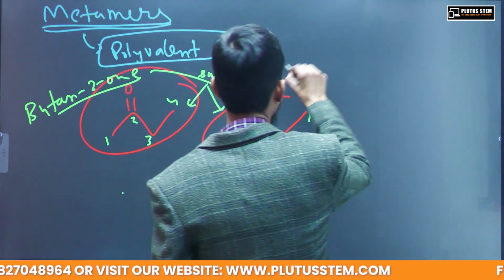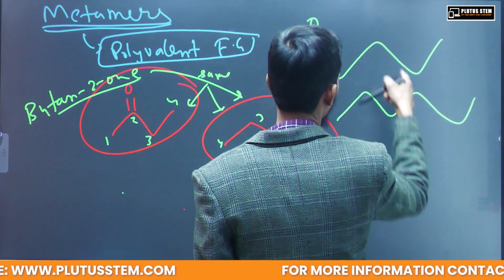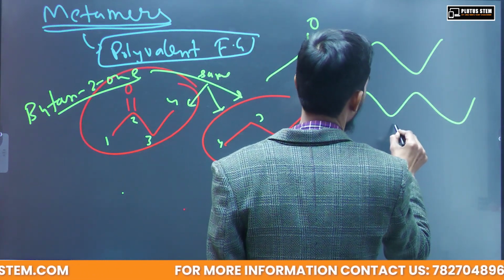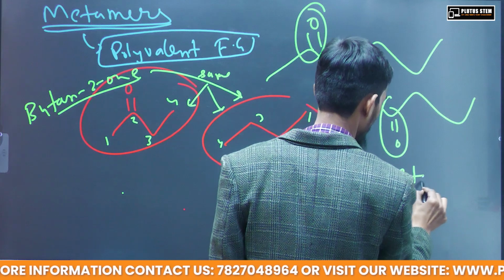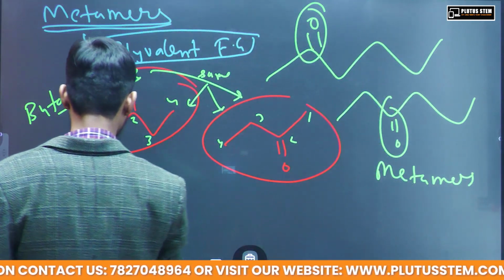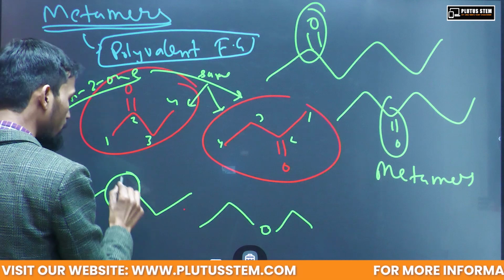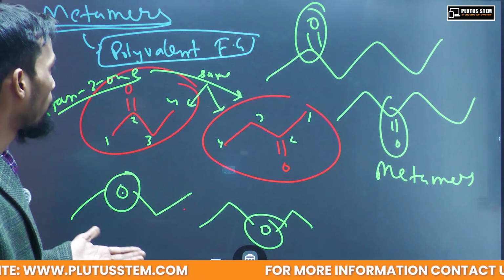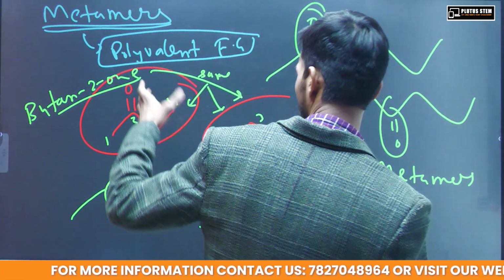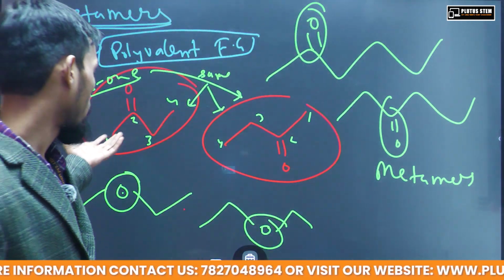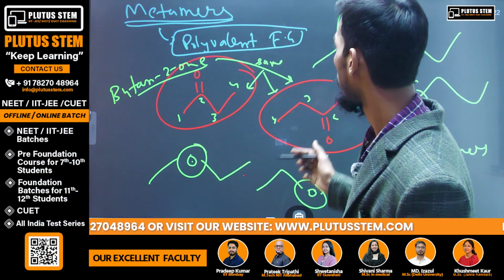So for compounds to be metamers, numbering 1, 2, 3, 4, 5, 6, and 1, 2, 3, 4, 5, 6. Now they are metamers. Position of ketone is changing. For ether, position of ether is changing. So these are metamers. These are polyvalent functional groups. When the position is changing, that is termed as metamers. And many more examples like thioether, secondary amine, tertiary amine, we are going to see over here of these metamers.